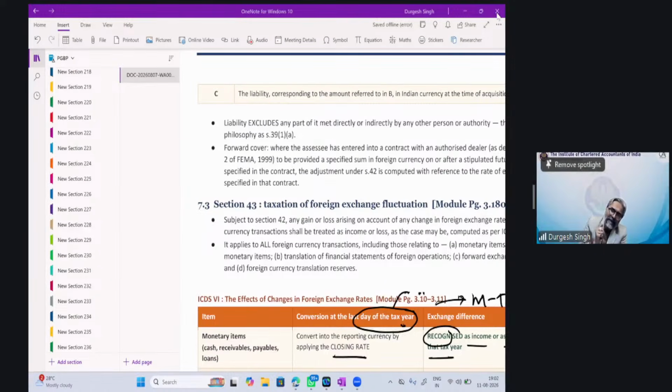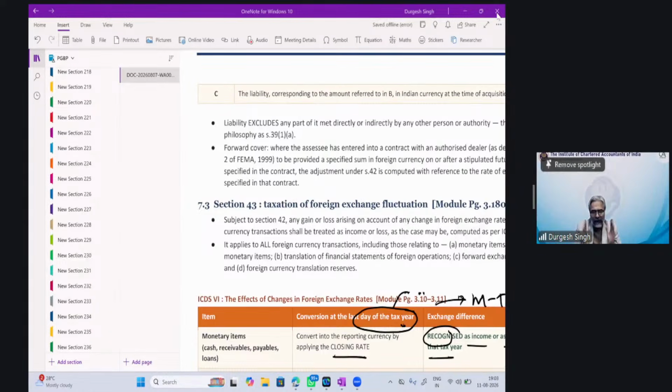On the basis of MTM, say next year now I'm making the payment, and the rate at that time, when I made the payment in the next year, is 115. Now what happens? With $1 lakh, what is the difference now? 110 would be compared now with 115. The difference is 5, and on $1 lakh that will be 5 lakhs. So 5 lakhs will be recognized in the next year. This is how you do it under section 43, read with ICDS number 6.